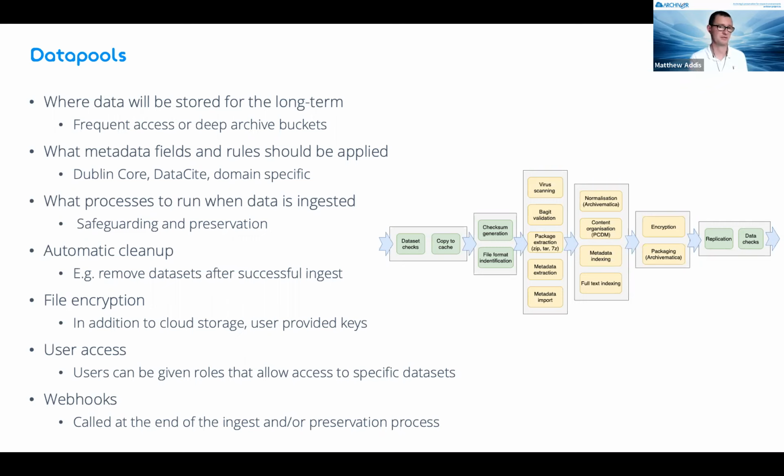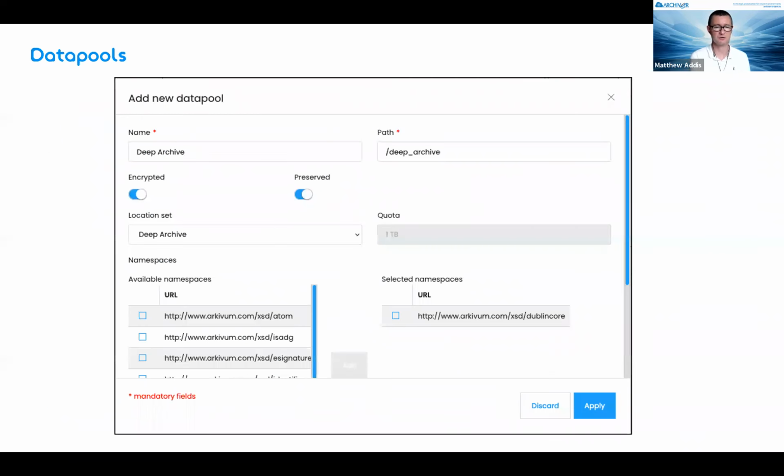Data pools include things like whether content is automatically cleaned up, for example, removed from an upload bucket after it's been ingested and stored. Data pools determine whether content's encrypted or not, who can access the content, and there are webhooks available. So when content is ingested into a data pool, then callbacks can be made to external applications to notify them when data has been, for example, successfully ingested. So those applications could then go grab a copy of that data and do something interesting with it, like run scientific analysis. And all of that is self-service.